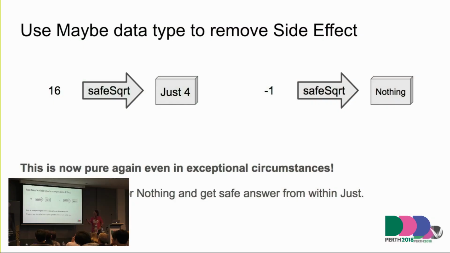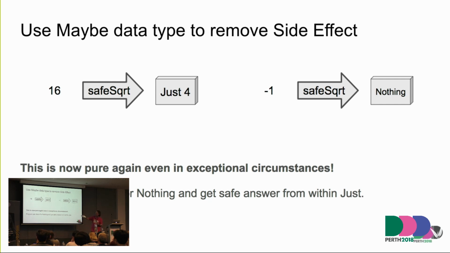Just to show you how things would happen, here comes 16. We put it into safe square root, and we get out a data type containing just 4. We put in -1, we get out a data type, nothing. And now our program can check if it's nothing, can do something. Something went wrong, you shouldn't use negative numbers. If it doesn't get a nothing, it can say, get the value out of here, this is the correct value for the program. So this is now a pure function again.